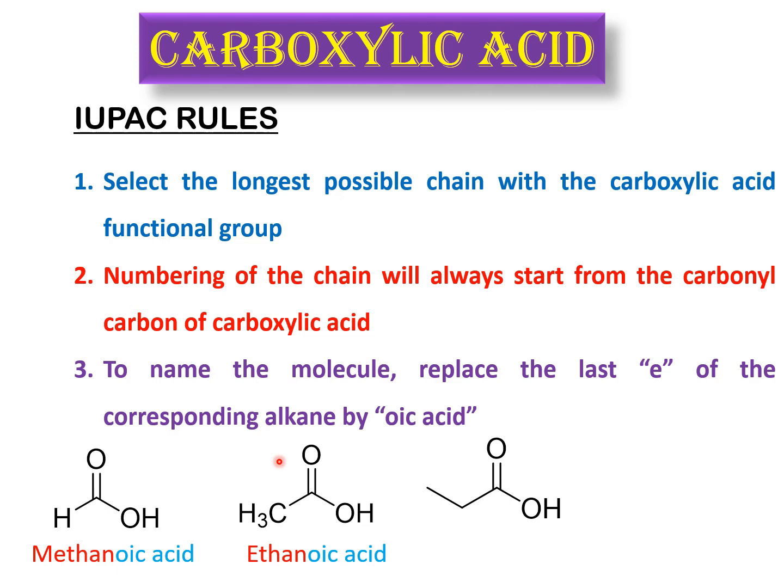If we have a 3-carbon chain, then the name of the molecule would be propanoic acid, by replacing the last E of propane by oic acid. And if we have a 4-carbon chain, then the name would be butanoic acid. If we have a 5-carbon chain, then the name is pentanoic acid, hexanoic acid, heptanoic acid, octanoic acid, and so on.